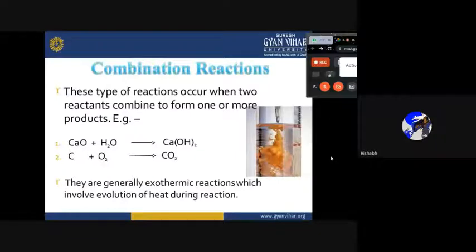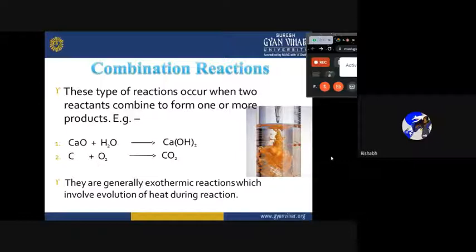Let us see with other examples these different types of reactions. The first one is your combination reactions. So these types of reaction occur when two reactants combine to form one or more products. Calcium oxide plus water. Okay, it is giving you calcium hydroxide, Ca(OH)2. Again, remember to balance the equation. So Ca is 1 on the left hand side, it is also 1 on the right hand side. Oxygens are 2 and hydrogens are also 2 on the left hand side, and so is on the right hand side.